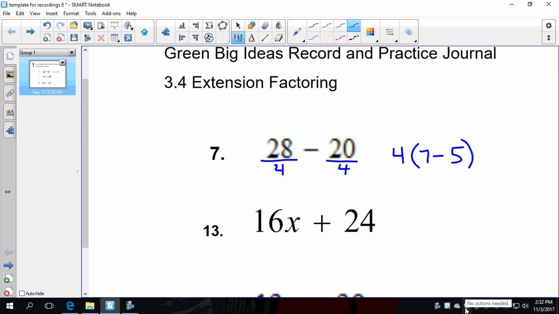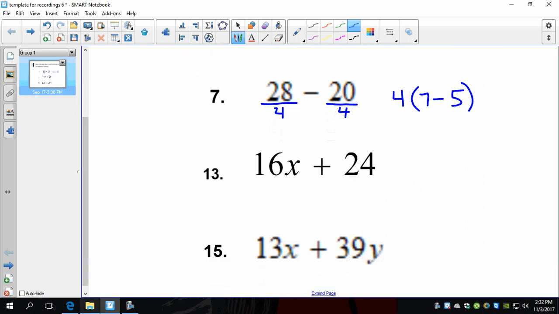For number 13, we have a variable introduced. Still, we've got to look at the numbers 16 and 24. What do they both have in common? Well, 16 and 24 both have, I believe, 8 in common. We're going to take out an 8 and put that 8 on the outside of our parentheses. 16x divided by 8 is going to be 2x, and then we're just going to add 3. 24 divided by 8 would be 3. So it would be 8 with 2x plus 3 inside the parentheses.